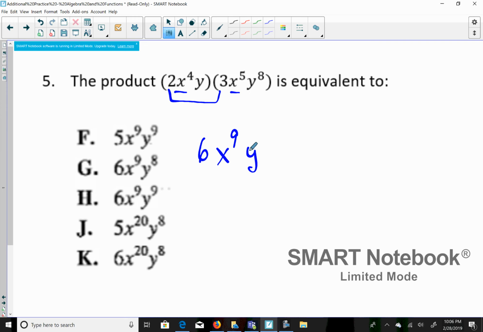Then y times y to the 8th. Remember, this is understood to be 1, so I'm going to end up with y to the 9th. So my final answer is 6x to the 9th, y to the 9th, which is choice H.